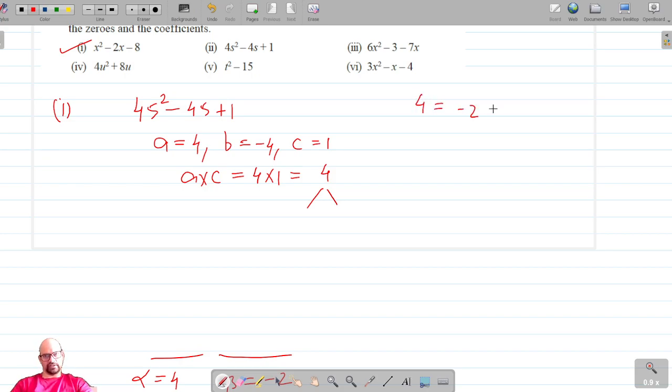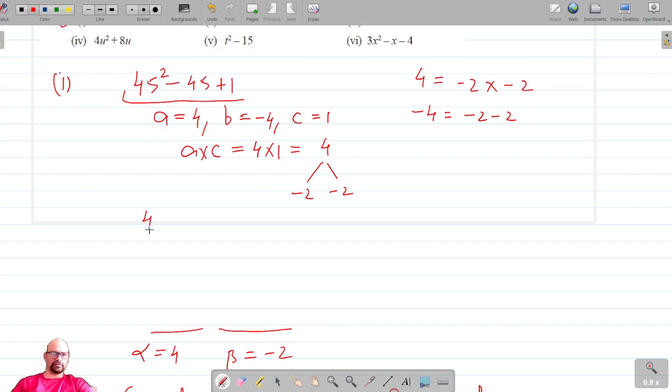4, I can write as -2 into -2, which gives me the middle term if I add them. So I have the factors -2 and -2. So let's split the middle term. So 4s squared minus 4s is 4s squared minus 2s minus 2s plus 1. Now the common factor here is 2s, which gives me 2s minus 1.